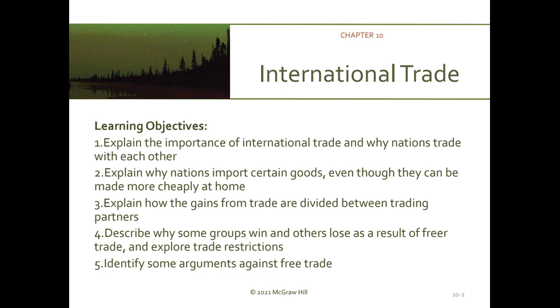Describe why some groups win and others lose as a result of freer trade, and explore trade restrictions. If you look at the third objective, explain how the gains from trade are divided between trading partners. Yes, the country as a whole gains from trade, but it does not mean that each and every one in that country will also benefit from trade. So we always have winners and losers. Those who are winners are always in favor of freer trade or free trade, and those who are the losers are always against free trade.